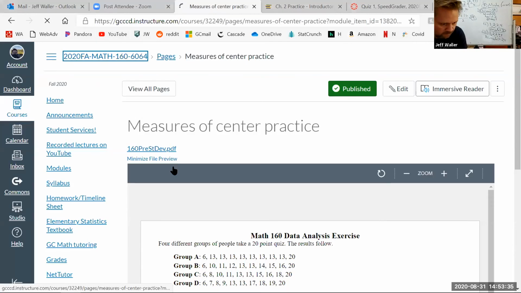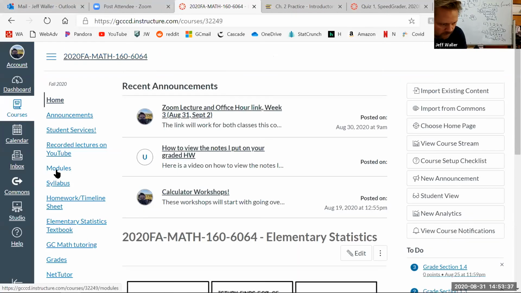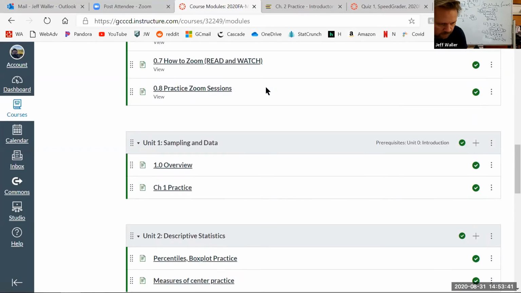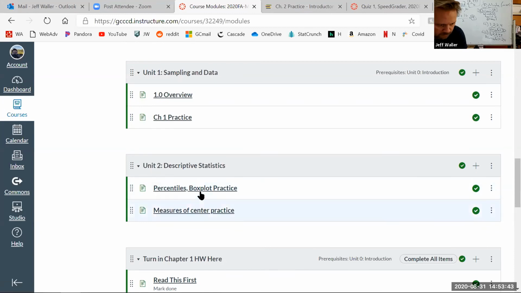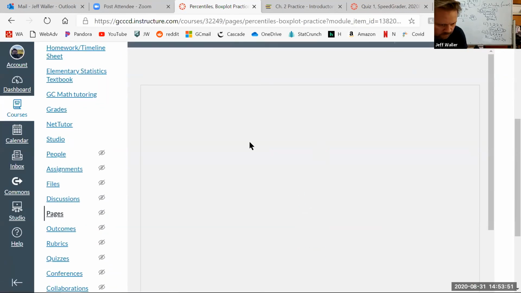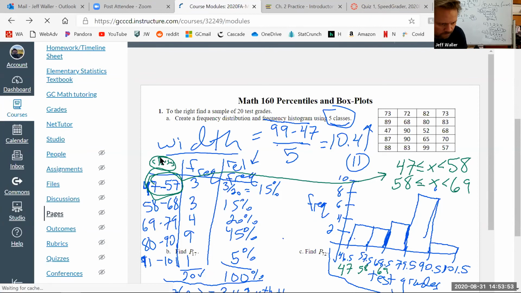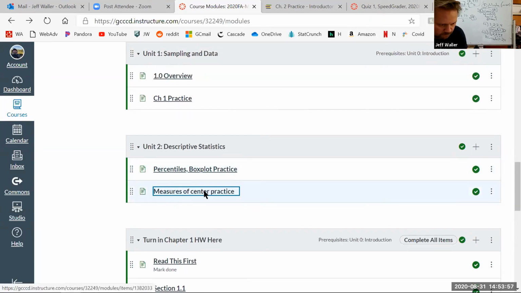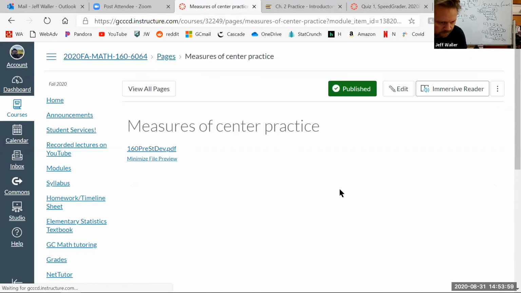Sorry, let me start over. If you go to modules, and go down here, pass unit 1 into unit 2. There's the one we did earlier. And by the way, I did put the answer key already. Woohoo! But if I go back here and do this other one instead, measures of center practice, that's what I want us to work on right now.